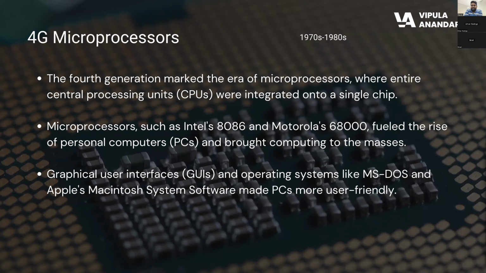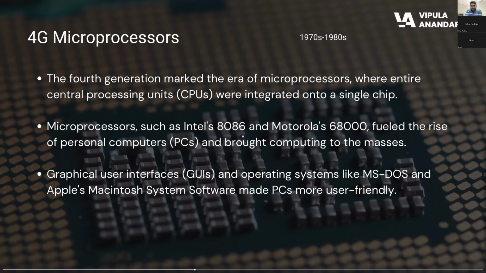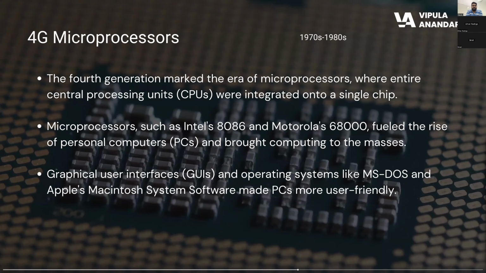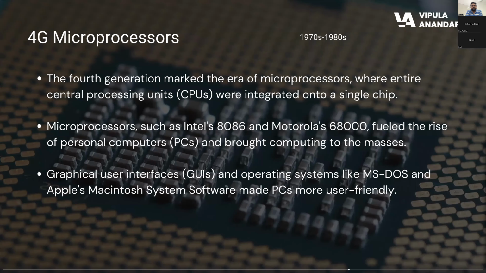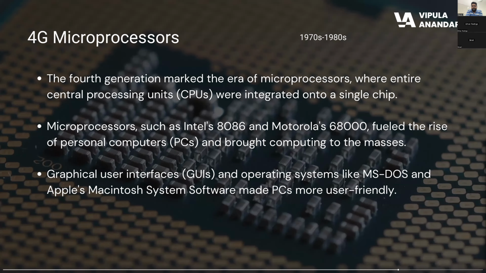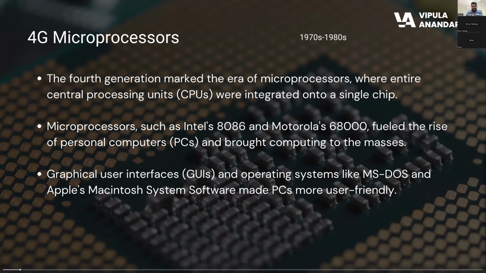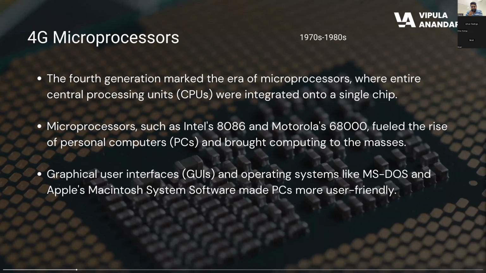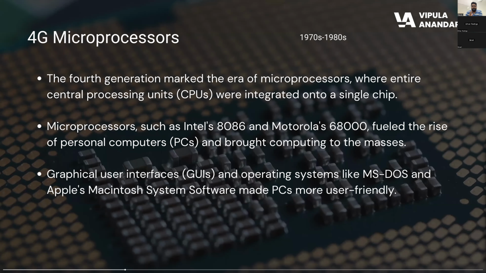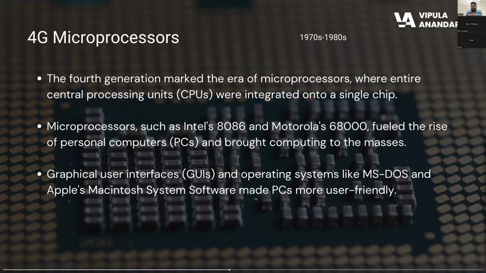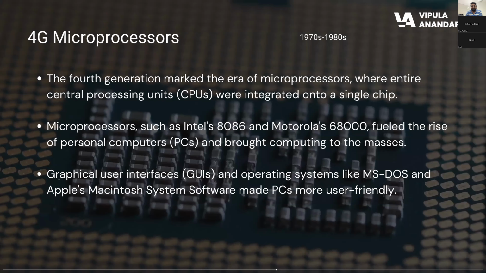I highly recommend you guys watch the movie Steve Jobs. If you really have the passion to become a software engineer, that's a movie you must watch, because it captures all these historical points.